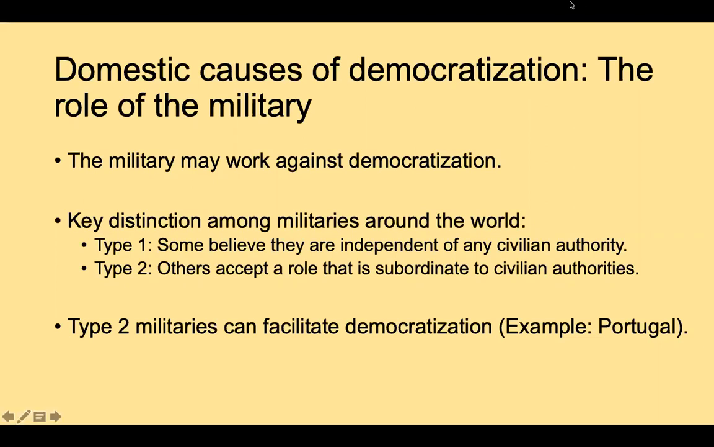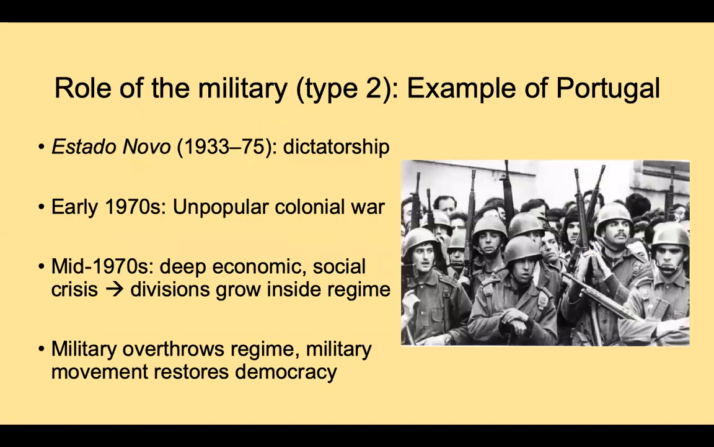Before we continue, I want to really emphasize this. It's not just that militaries can resist democratization. They can also bring it about. For the same reason that they can resist it, they can bring it about, because they have the capacity and the political power, the raw political power, to facilitate democratization where it otherwise might not be brought about. And so the example of Portugal is the most instructive example of all. And this is, again, an example of a type 2 military.